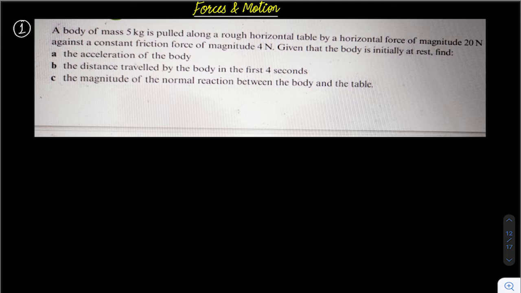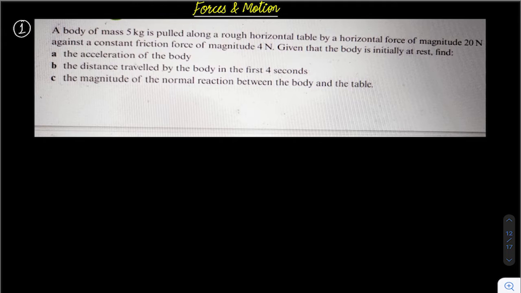First example is a body of mass 5 kg is pulled along a horizontal table by a horizontal force of magnitude 20 newtons against a constant friction force of magnitude 4 newtons. Given that initially the body is at rest, find acceleration, the distance traveled by body in first 4 seconds, and magnitude of normal reaction between the body and the table.